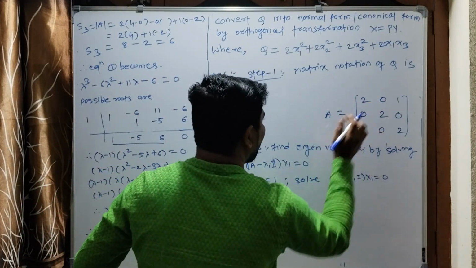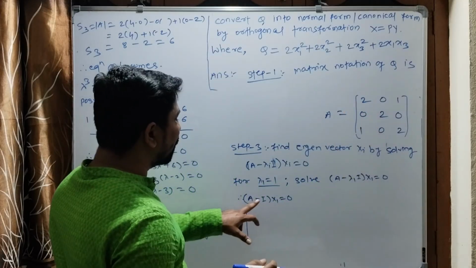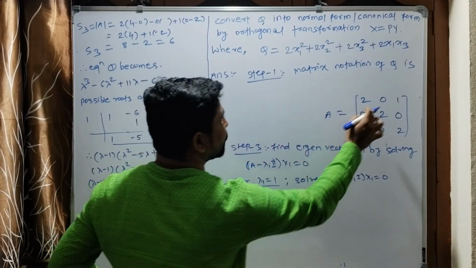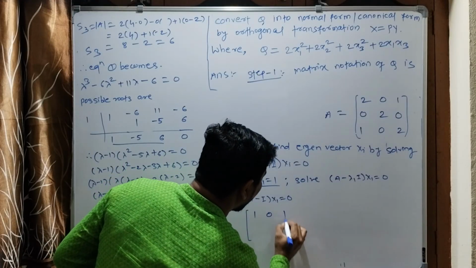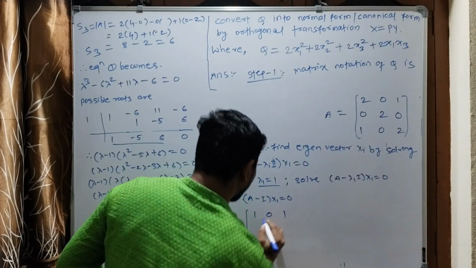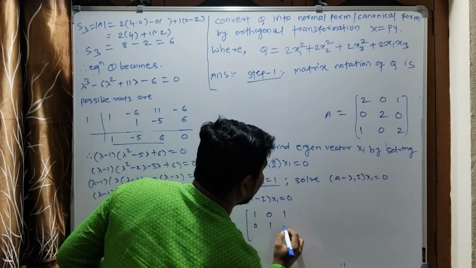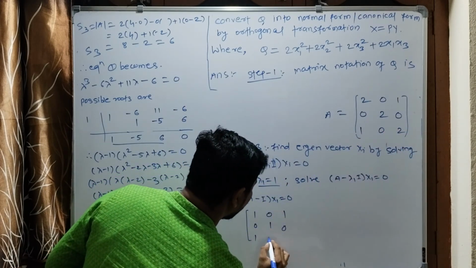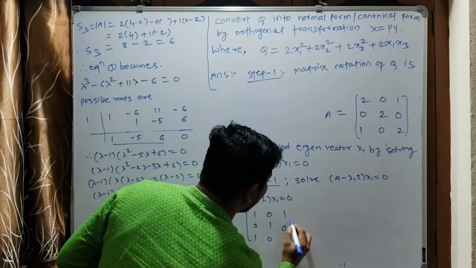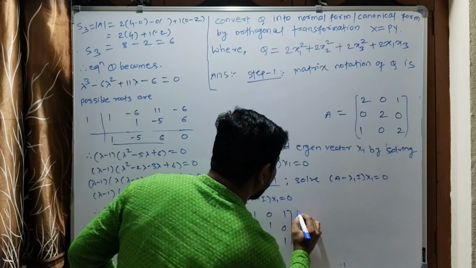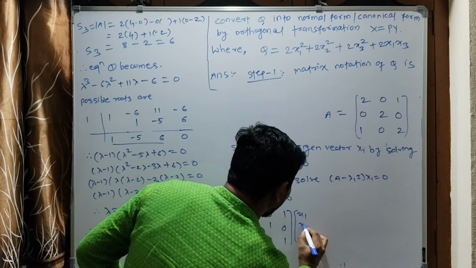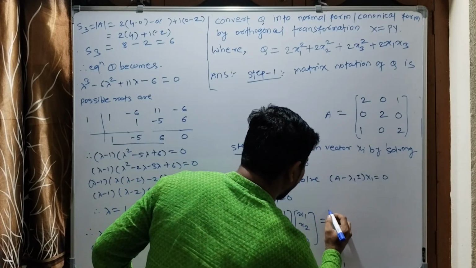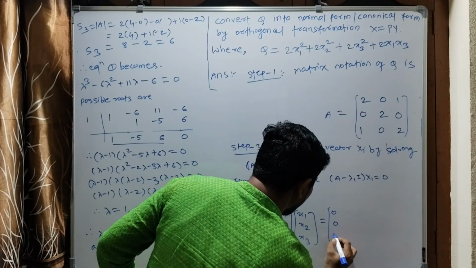So I will write the resultant matrix A minus I directly. Here 2 minus the first entry of the identity matrix, 1, is 1. The remaining entries are as they are. Here 0, 0, 1, 0; here 1, 0, and minus 1, 1, 0. This is again 1. This multiplies the column x1, x2, x3, which is equal to 0, 0, 0.